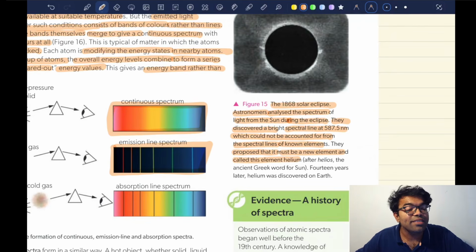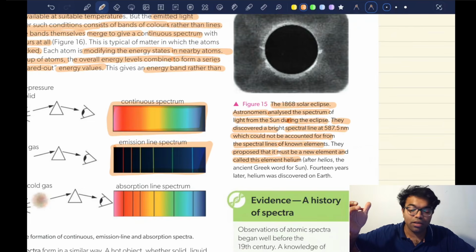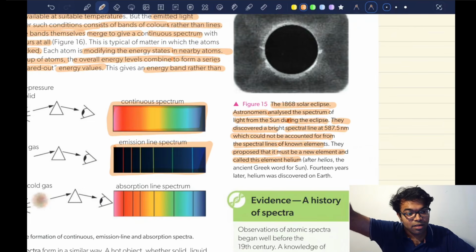Basically, on Earth you do have helium. It's not that Earth doesn't have helium, but helium does not react with anything. So for us humans to detect helium, we had to rely on the sun.